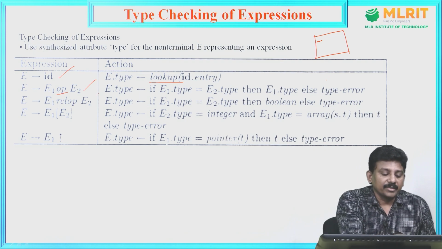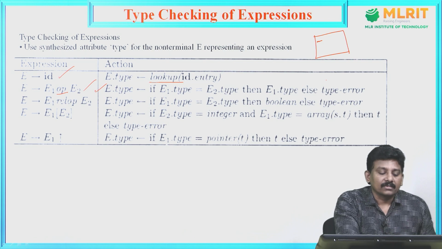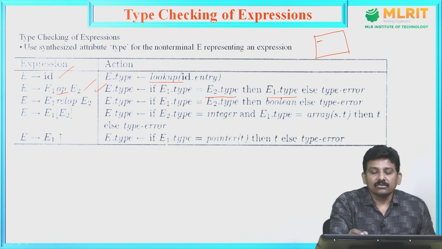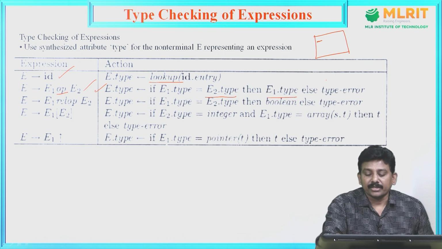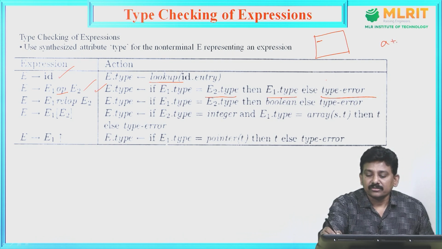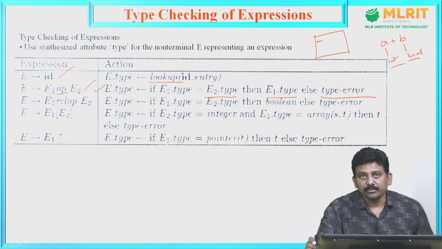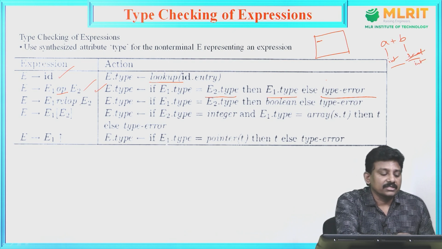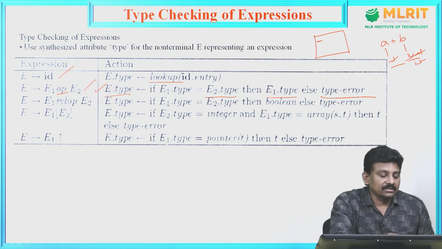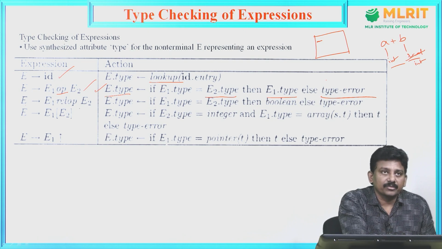Then the semantic action is e.type is: if e1.type is equal to e2.type, then e1 return type is e1.type, else type error. For example, a plus b, where a is integer and b is real, both types are different, that is type mismatch, and a type error occurs. So if both a and b are the same type integer, the return type is integer, that is assigned to e.type. Next expression, e derives e1 relational operator e2.